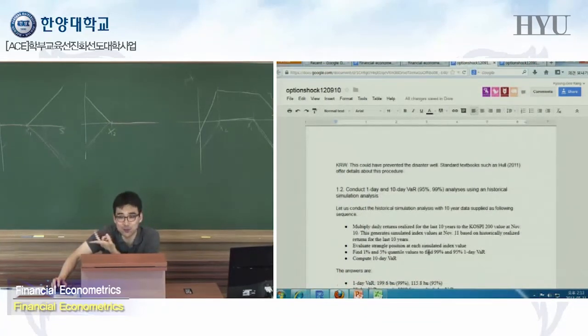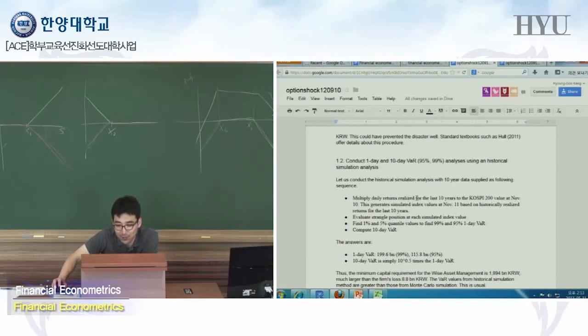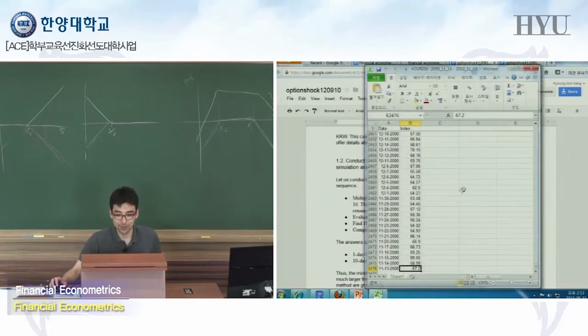In the following sequence, this is what you do. First, multiply daily returns realized for the last 10 years to the KOSPI 200 value at November 10. This generates simulated index values for November 11 based on historically realized returns for the past 10 years. Now let's think about what the actual return is.